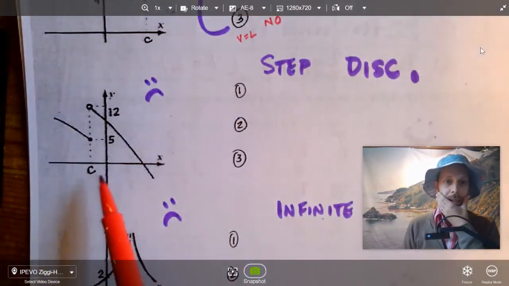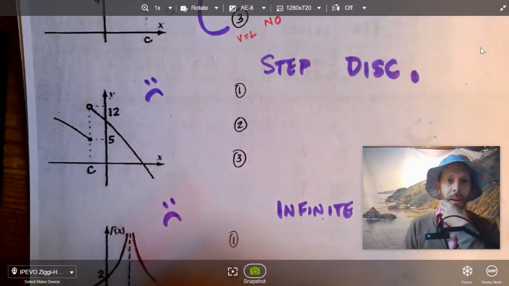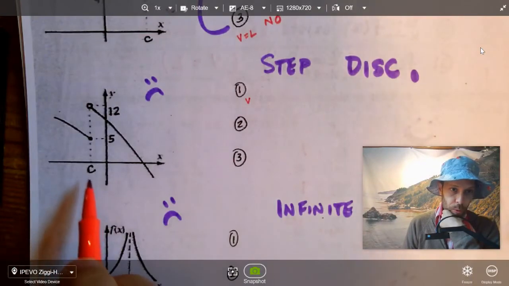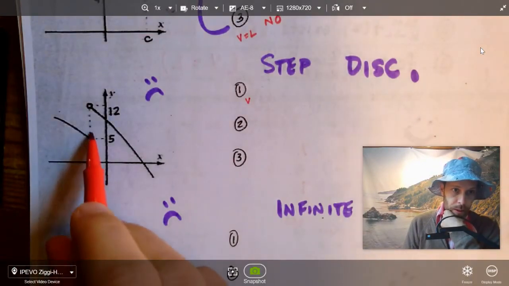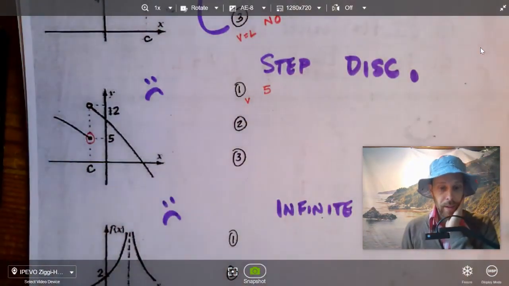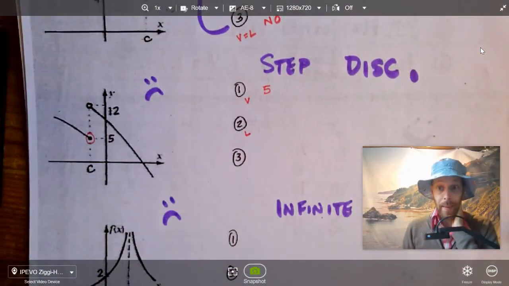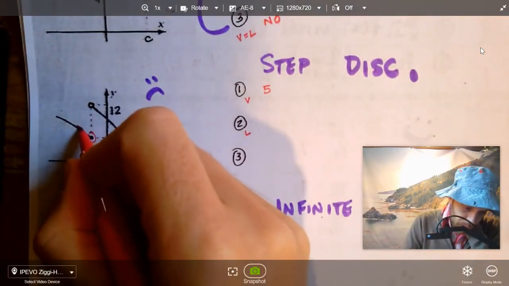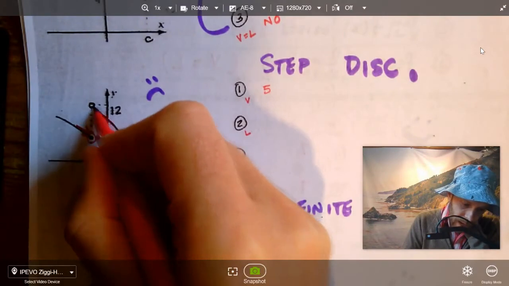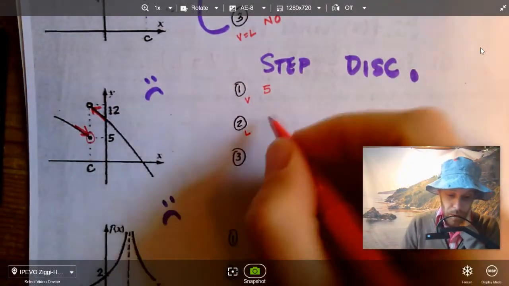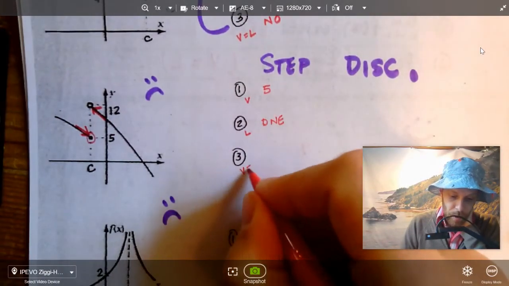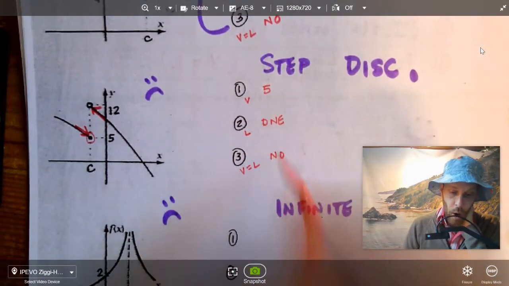Let's keep rocking. Take a look at the next one. On the next one, is there a value? Yes. The value is 5 because that's where the dark dot is. Is there a limit? Well, the limit from the left side would be 5, and the limit from the right side would be 12, and they are different. So we would say the limit does not exist. So can the value be equal to the limit? No.